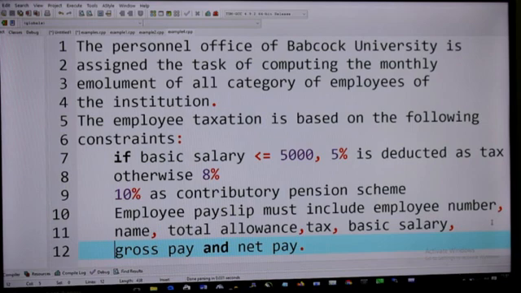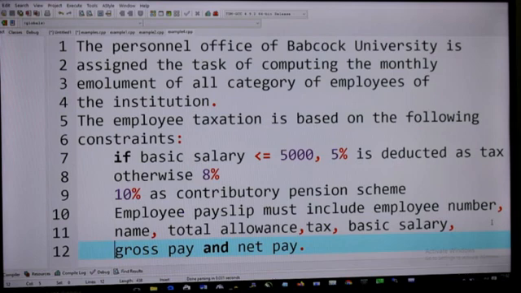So from the question, we discovered that there is a way they compute tax. We already know that we are also going to compute total allowance, gross pay, and net pay. So total allowance, tax, gross pay, net pay, they are not clearly stated. What I mean is that you need to do a kind of computation before you can get them. So if there is a particular data that you need to compute before you can get it, that thing is no more an input data. It is something that you need to process.